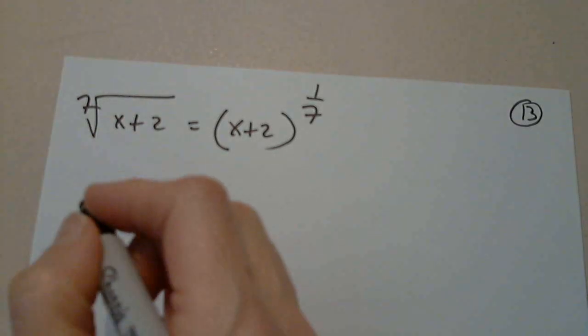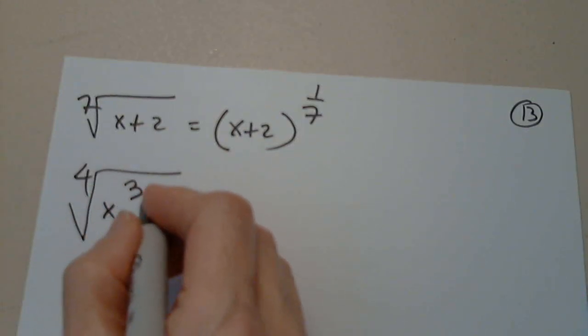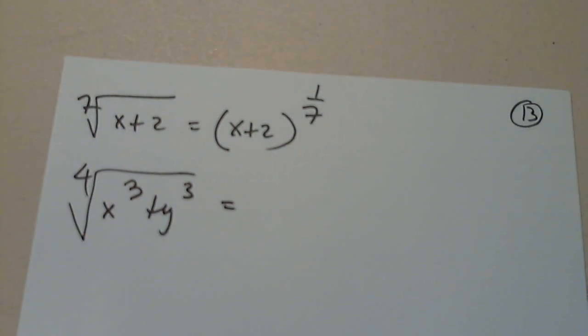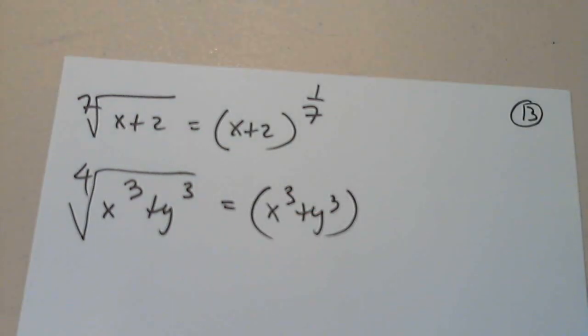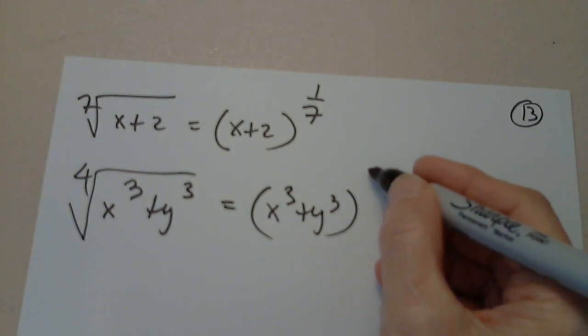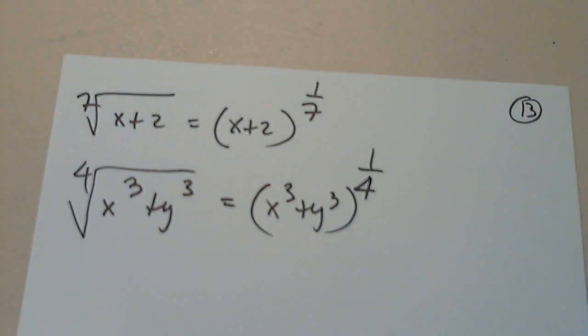Good. What about the 4th root of x to the 3rd plus y to the 3rd? How do we write this one? Would you do the same thing? Exactly, to the 1/4. That's it. That's absolutely it. There is nothing else we can do here. Good.